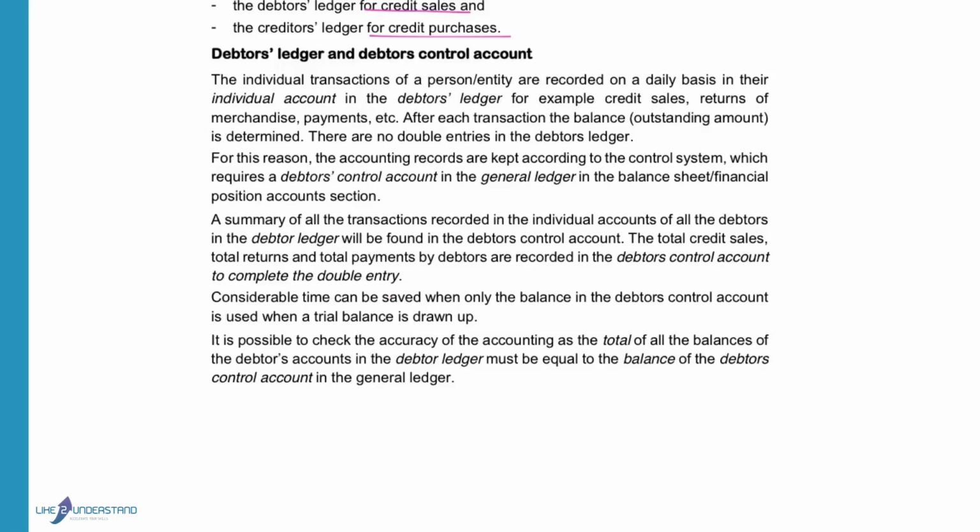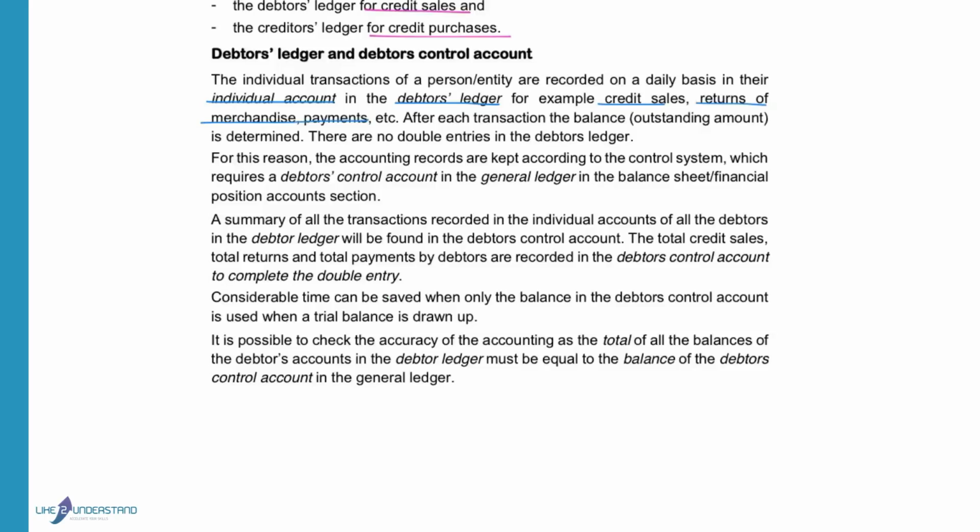The debtors ledger and the debtors control account. The individual transactions of a person or an entity when we sell goods will be recorded in the individual account in the debtors ledger on a daily basis. So at the end of the day, we will record our credit sales, returns from debtors, of merchandise, payments, etc. in the debtors ledger on a daily basis.